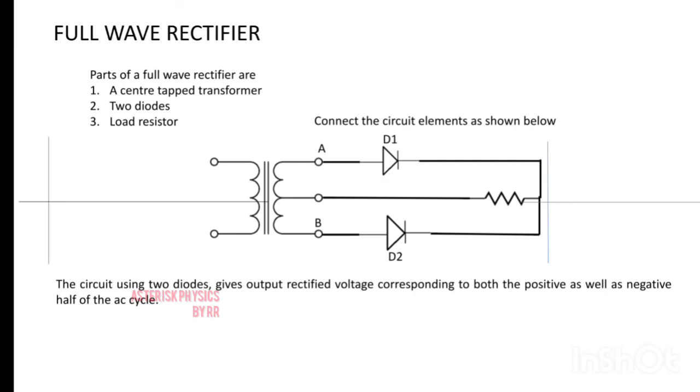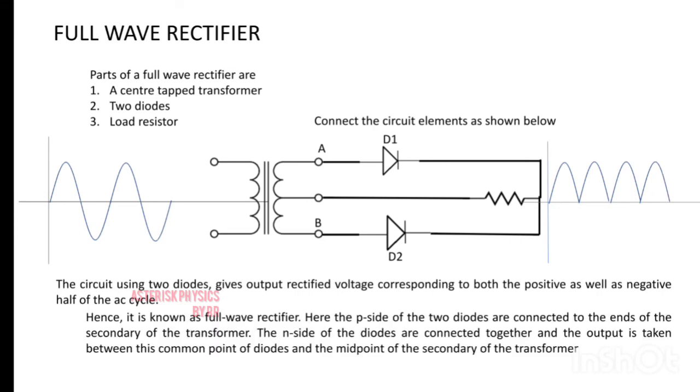Let us see the variation of output when an input is given to a full wave rectifier. During the positive half cycle, you can see the variation in output side. And even during the negative half cycles also, there is output. That is, both positive and negative half cycles are rectified in the case of a full wave rectifier and hence it is known as full wave rectifier.